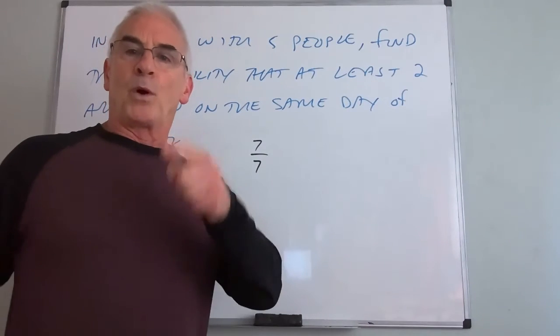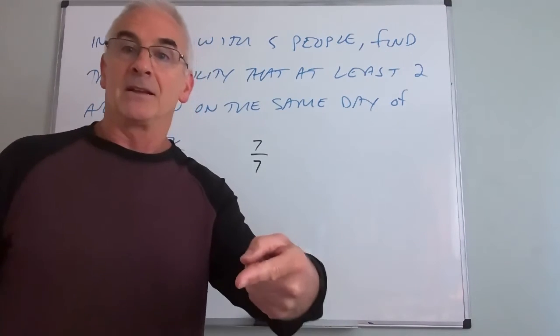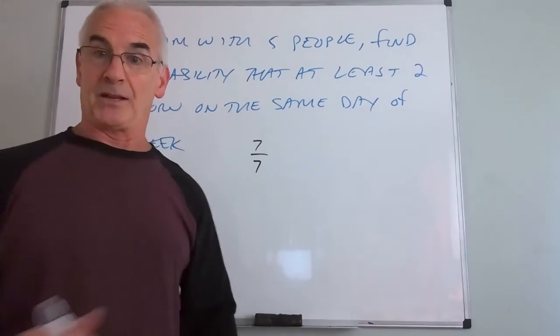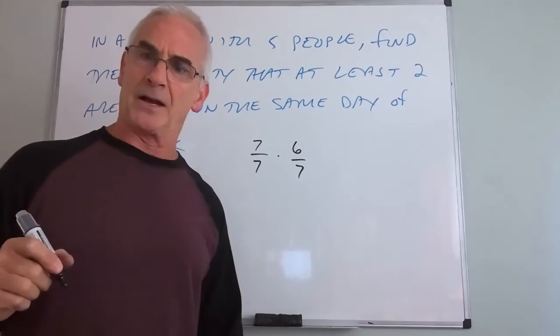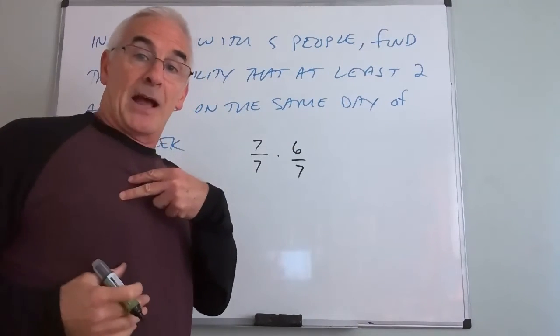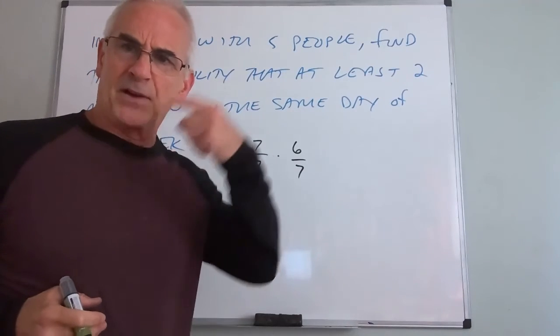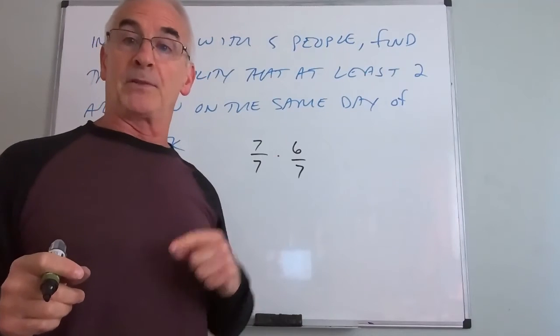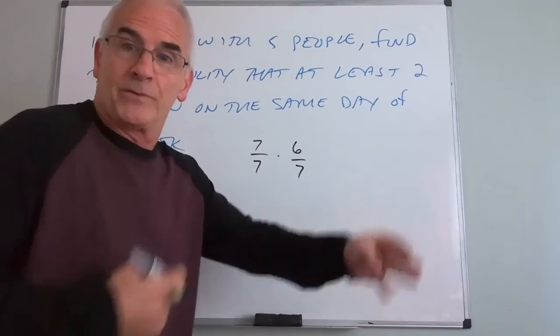What's the probability that the next person selected does not have the same birthday? Well, that would have to be 6/7, wouldn't it? Because there's 6 days of the week left. So whatever day of the week I'm born on, there's a probability of 1 that I have the same day of the week as me. Now, if I grab a person at random, what's the probability they were born on a different day as me? 6/7. Okay, now there's 2 of us.